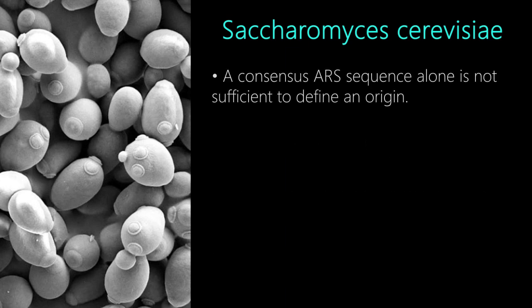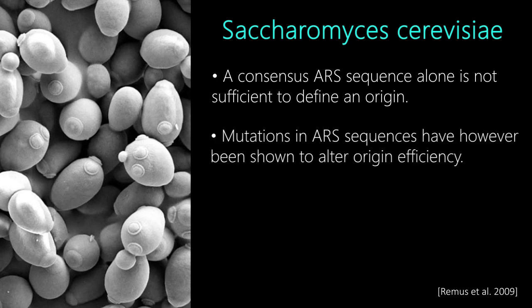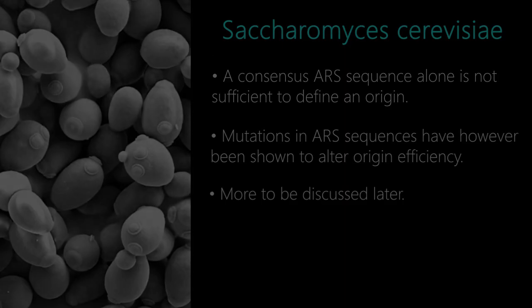A consensus ARS sequence alone is not sufficient to define an origin. However, mutations in these cis-acting sequences have been shown to alter origin efficiency. The other contributing factors in defining a replication origin are discussed later.